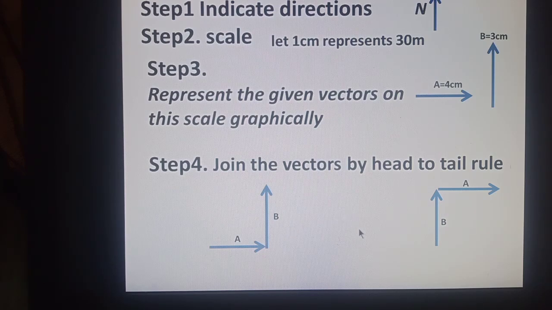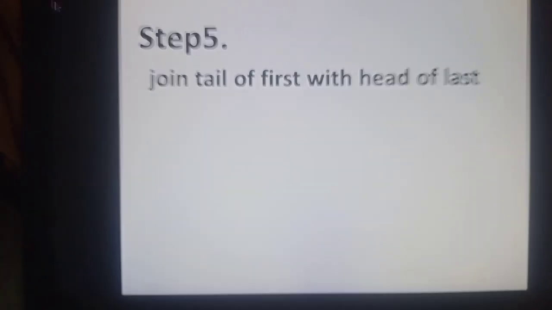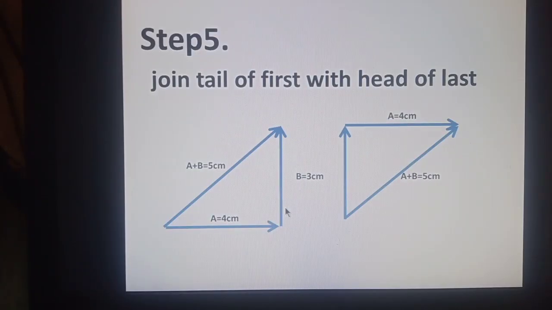Lastly, what will we do to get the resultant of these two vectors? When these two vectors are added, what will be our answer? Here we call that answer the resultant. To get the resultant, we join the tail of the first vector with the head of the last vector. Look at this diagram. The first vector was A, the second vector was B. To get the resultant, the tail of A is joined with the head of B, or in the second situation, the tail of B is joined with the head of A, and this is called the resultant.